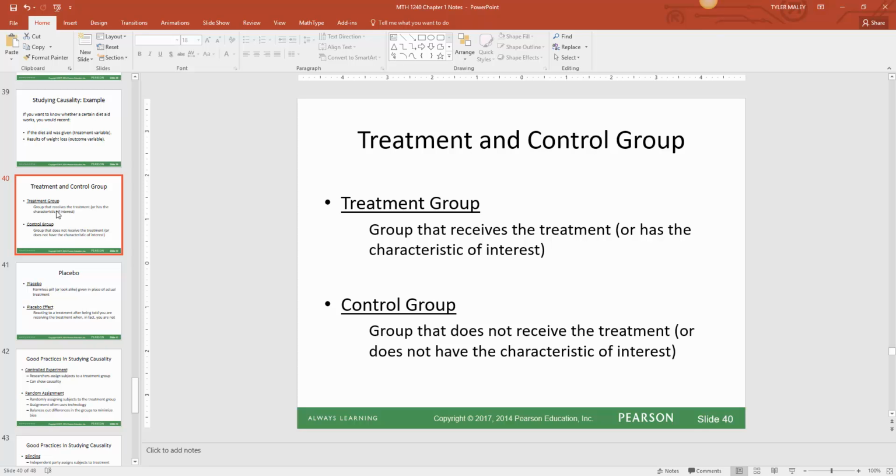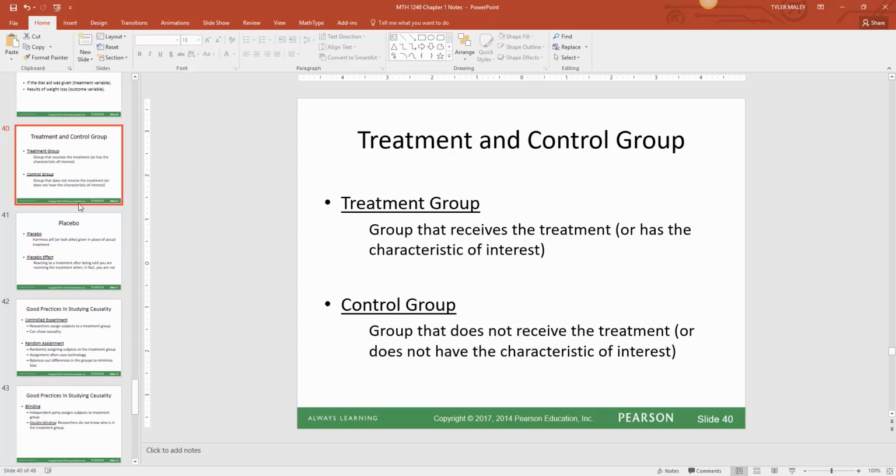So if you're trying to measure if someone smokes, do they run a 400 meter slower, right? So the control group would be those that are not smoking, right? If that's your treatment.